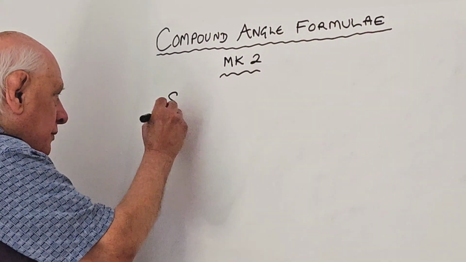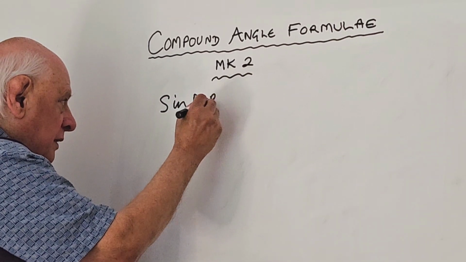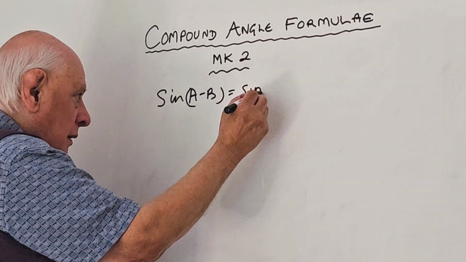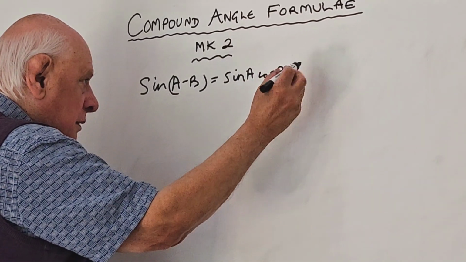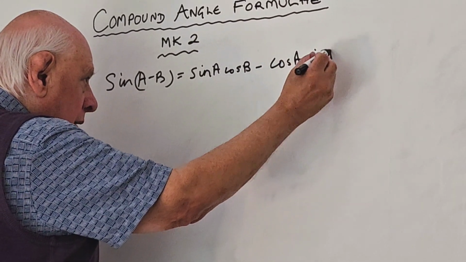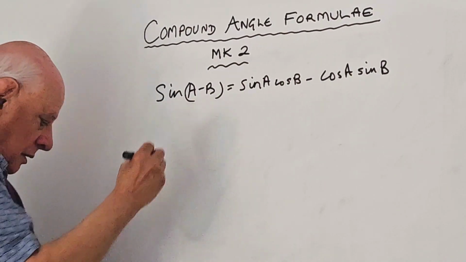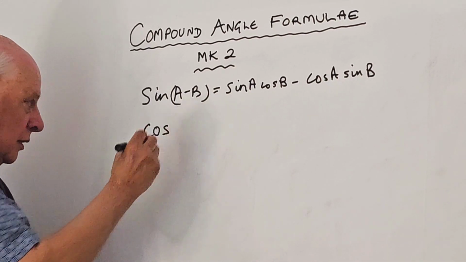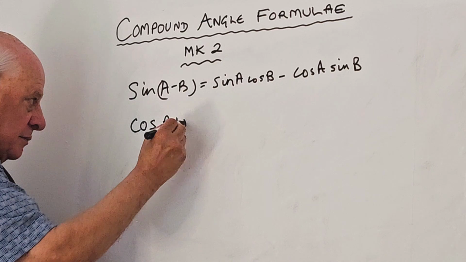I've already just proved in another video that sine of A minus B equals sine A cos B minus cos A sine B. Now, I'm going to prove the corresponding formula for cos of A plus B and cos of A minus B.